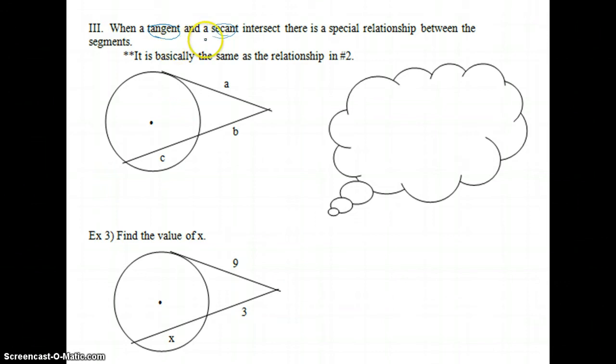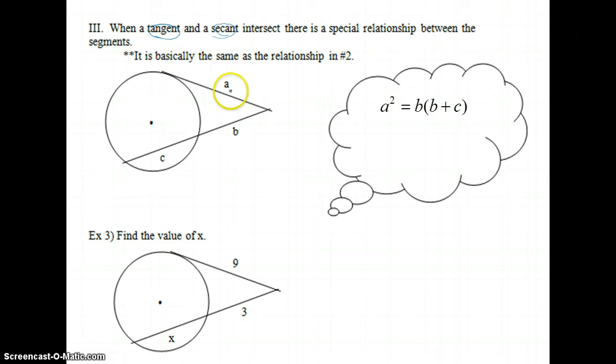So when a tangent and a secant intersect, we again find a special relationship between them. It's basically the same relationship as in number 2. So let's take a look. I will end up with taking a squared equals b times b plus c.